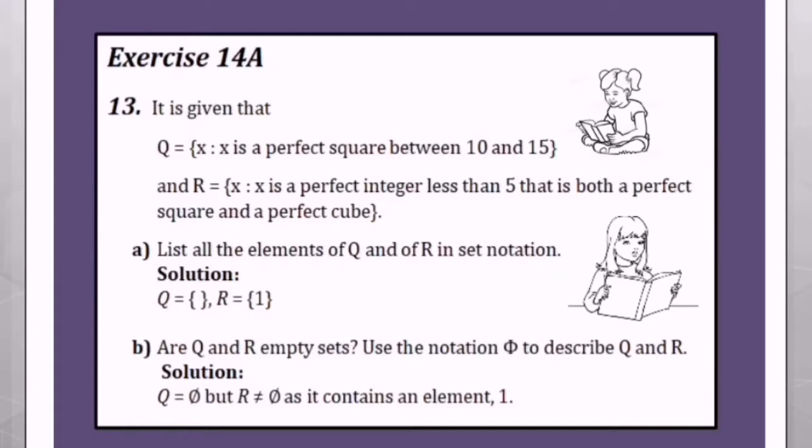The B part is to use the notation of empty set to describe Q and R. The solution is Q is equal to the empty set, and R does not belong to the empty set, or null set, as it contains an element, 1.